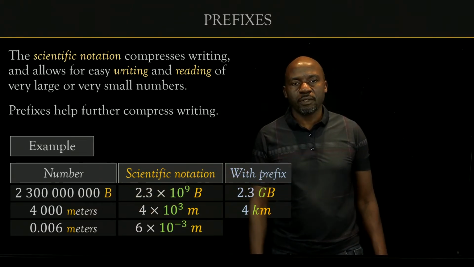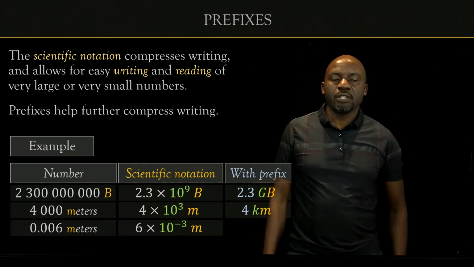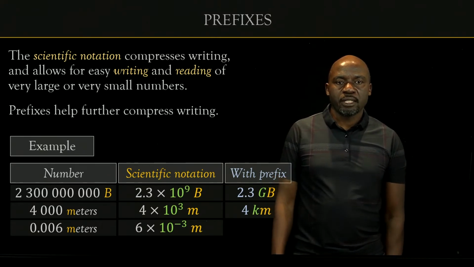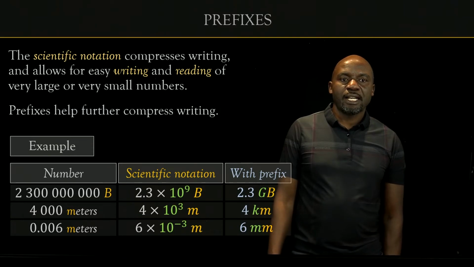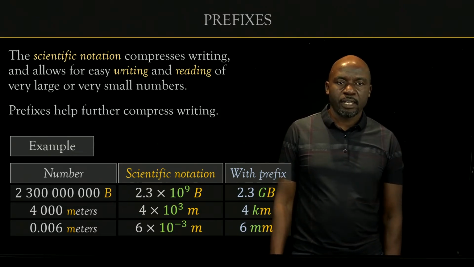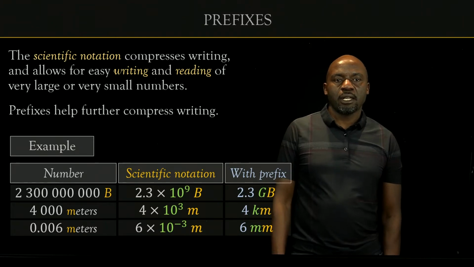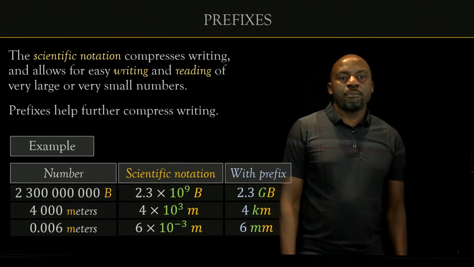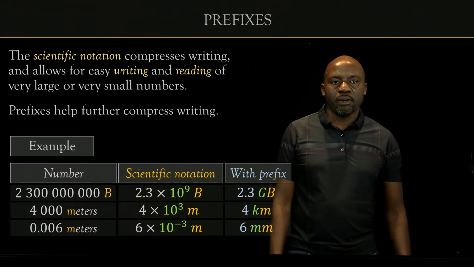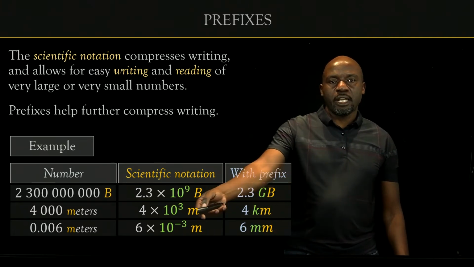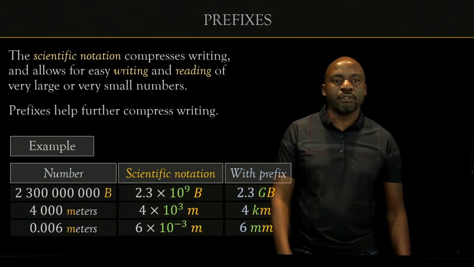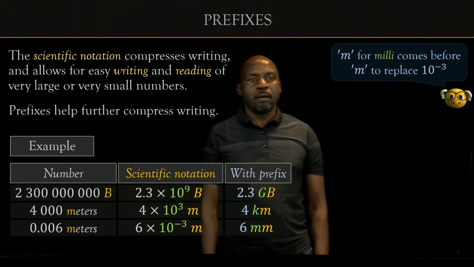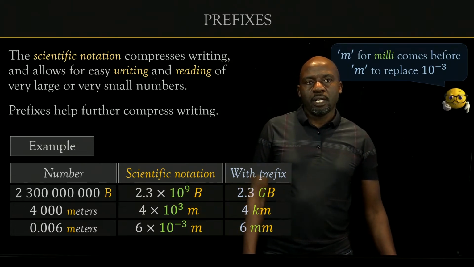So that's scientific notation. Now 10 to the power of -3 is also given a special name in scientific work, and we refer to it as milli. Okay, and so we can write this as 6 millimeters. The first M there, which in this case I've made green, is a prefix. It comes before the yellow M there to take the place of 10 to the power of -3, like that. So once again, M for milli comes before M to replace 10 to the power of -3.